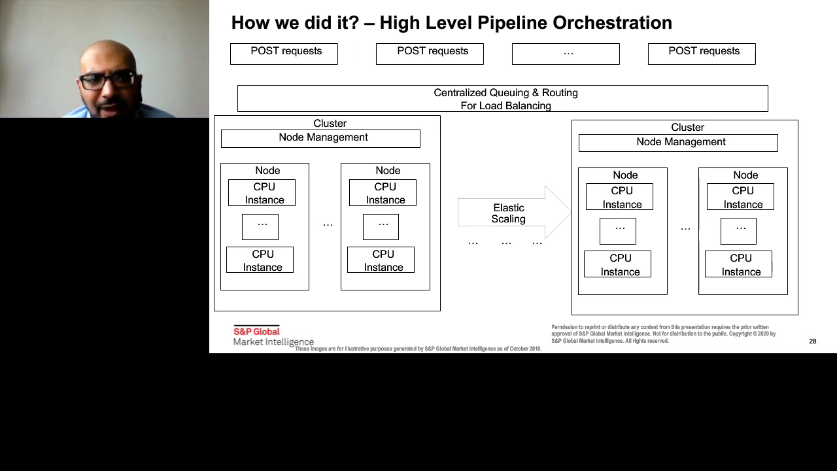We're getting a series of post requests. We have a centralized queuing layer that decides; it's a first in, first out algorithm, but adjusted for the size of the documents as we observe them. And we can keep it increasing elastically depending on demand.